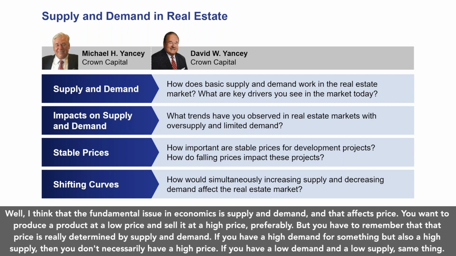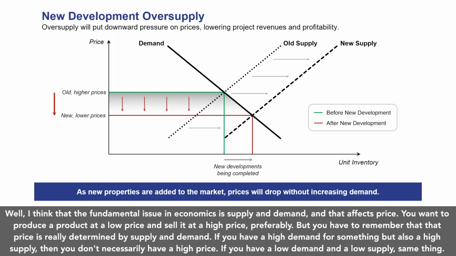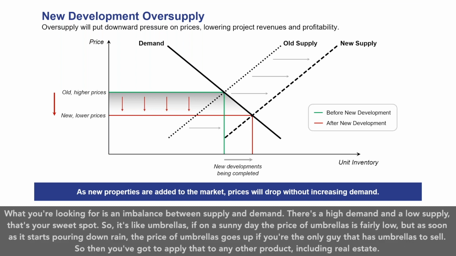Well, I think that the fundamental issue in economics is supply and demand, and that affects price. You want to produce a product at a low price and sell it at a high price, preferably. But you have to remember that price is really determined by supply and demand. If you have a high demand for something, but also a high supply, then you don't necessarily have a high price. If you have a low demand and a low supply, same thing. What you're looking for is an imbalance between supply and demand.